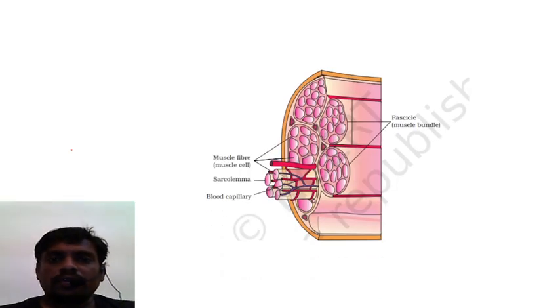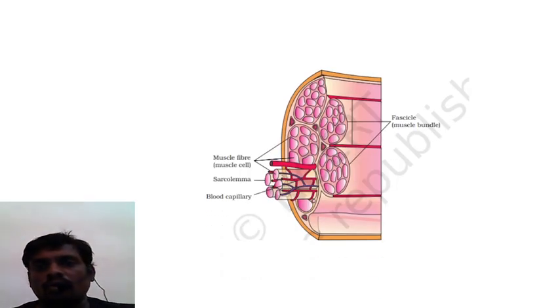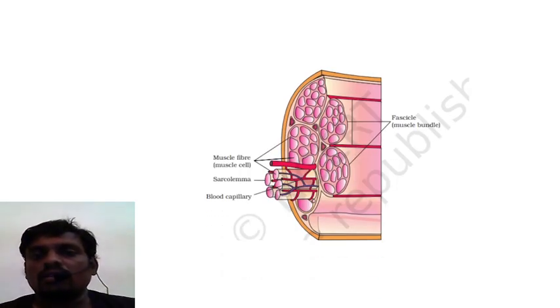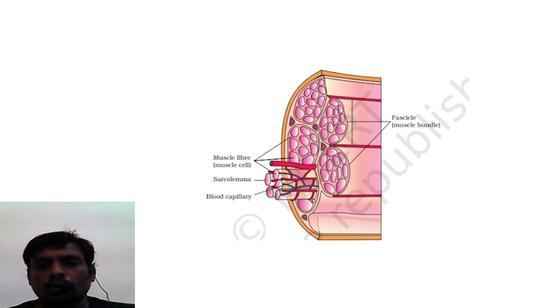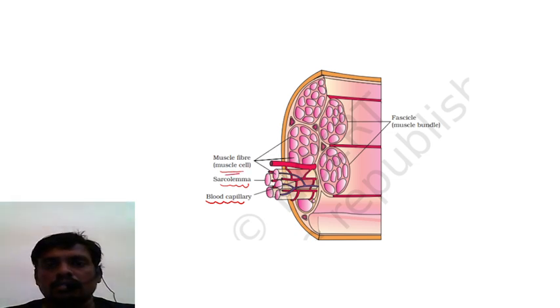Here, a muscle or complex muscle structure present in our body looks like this. It has a blood capillary, sarcolemma, nothing but plasma lemma or plasma membrane, and muscle fiber or muscle cell that is present in the complex muscle.